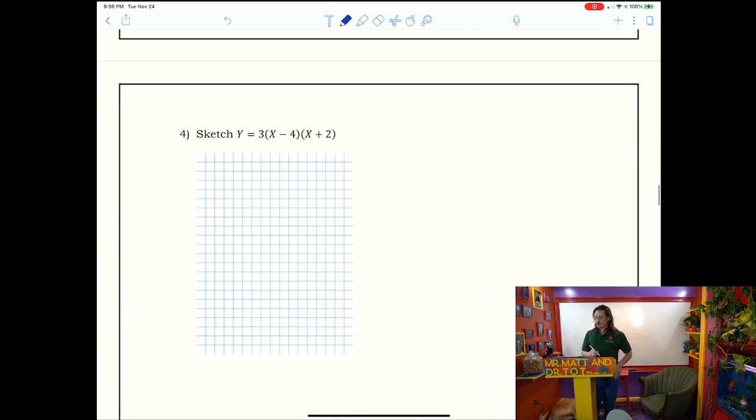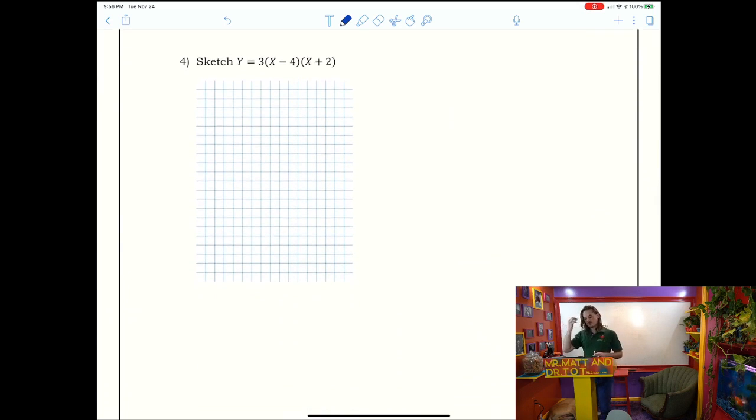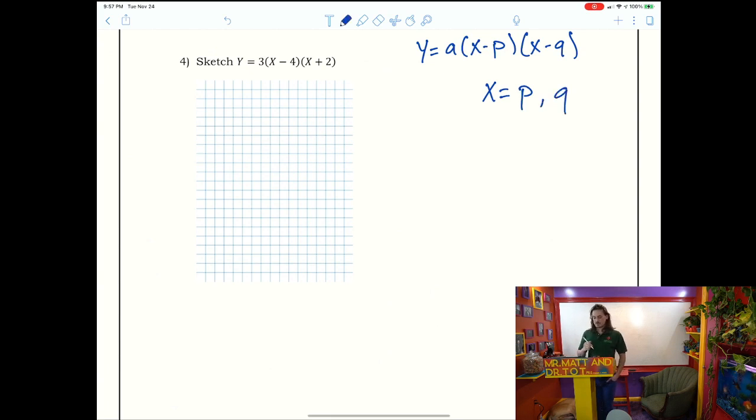Now let's look at number 4. This is in intercept form. So intercept form is y is equal to a times x minus p times x minus q, where the intercepts, meaning where the parabola crosses the x-axis, occur at x is equal to p, comma q. Take a few moments and try your best at number 4, and then watch the solution.